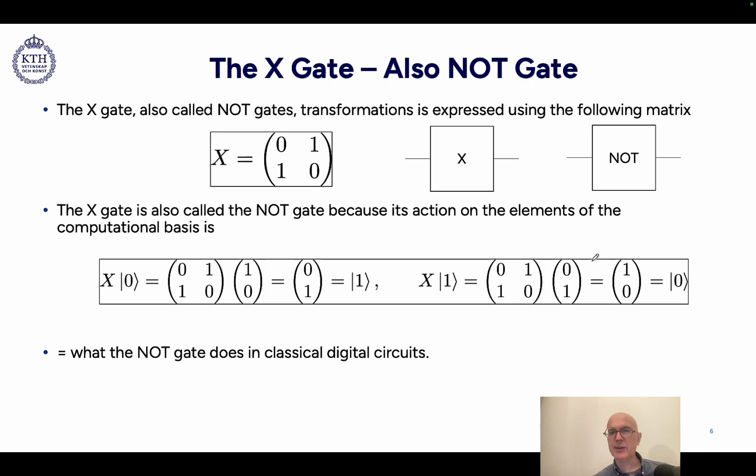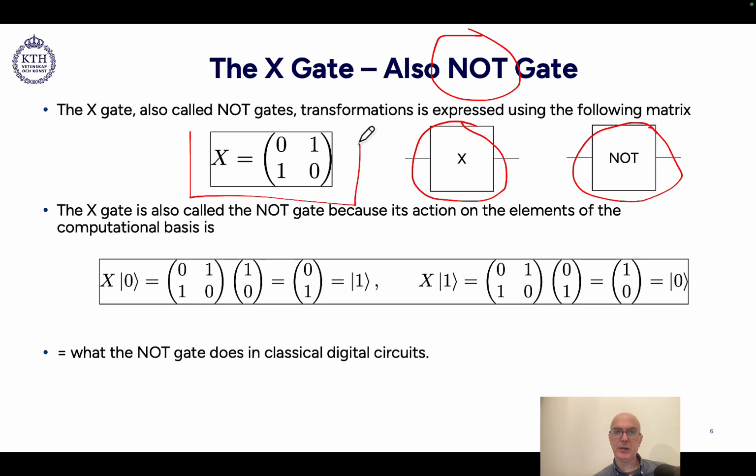This is the X gate that you probably know as the NOT gate. The NOT gate is represented by this rectangle with the X, or sometimes you can also find a NOT, and is expressed by this matrix you see here on these slides. So why is it called NOT?